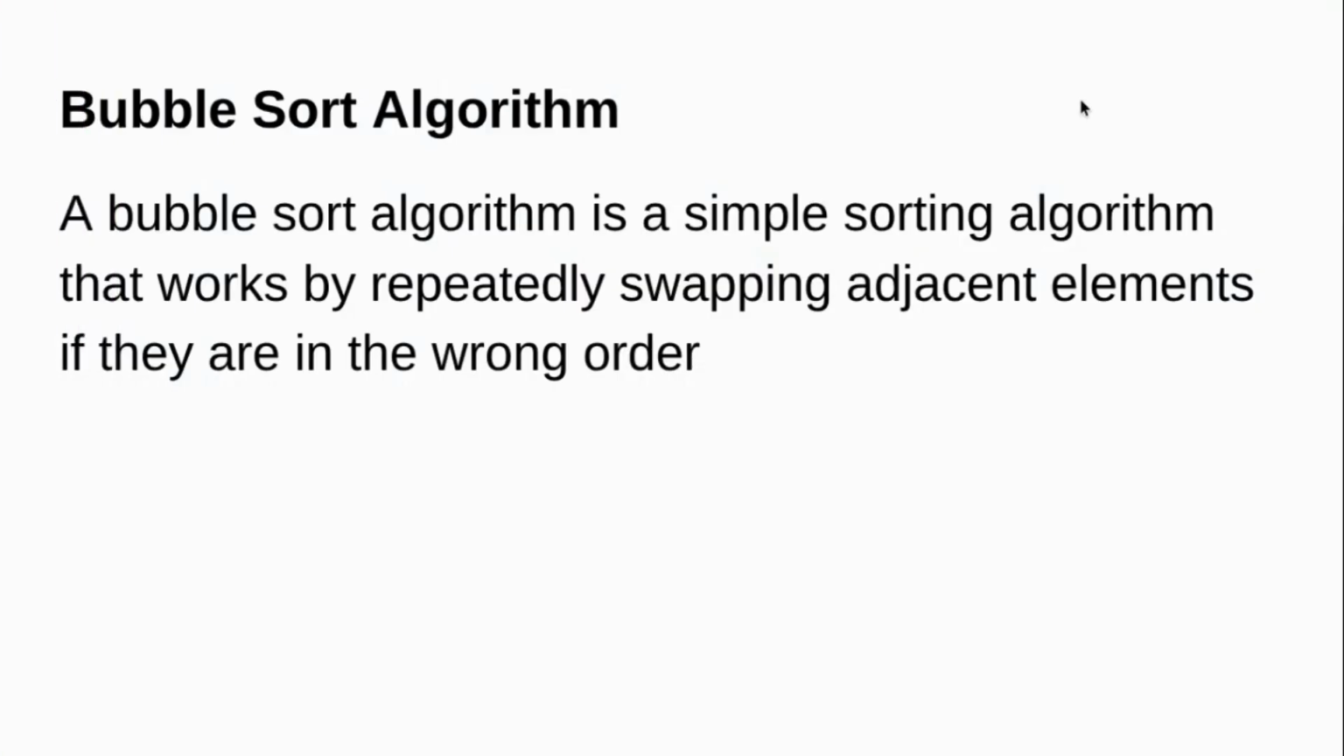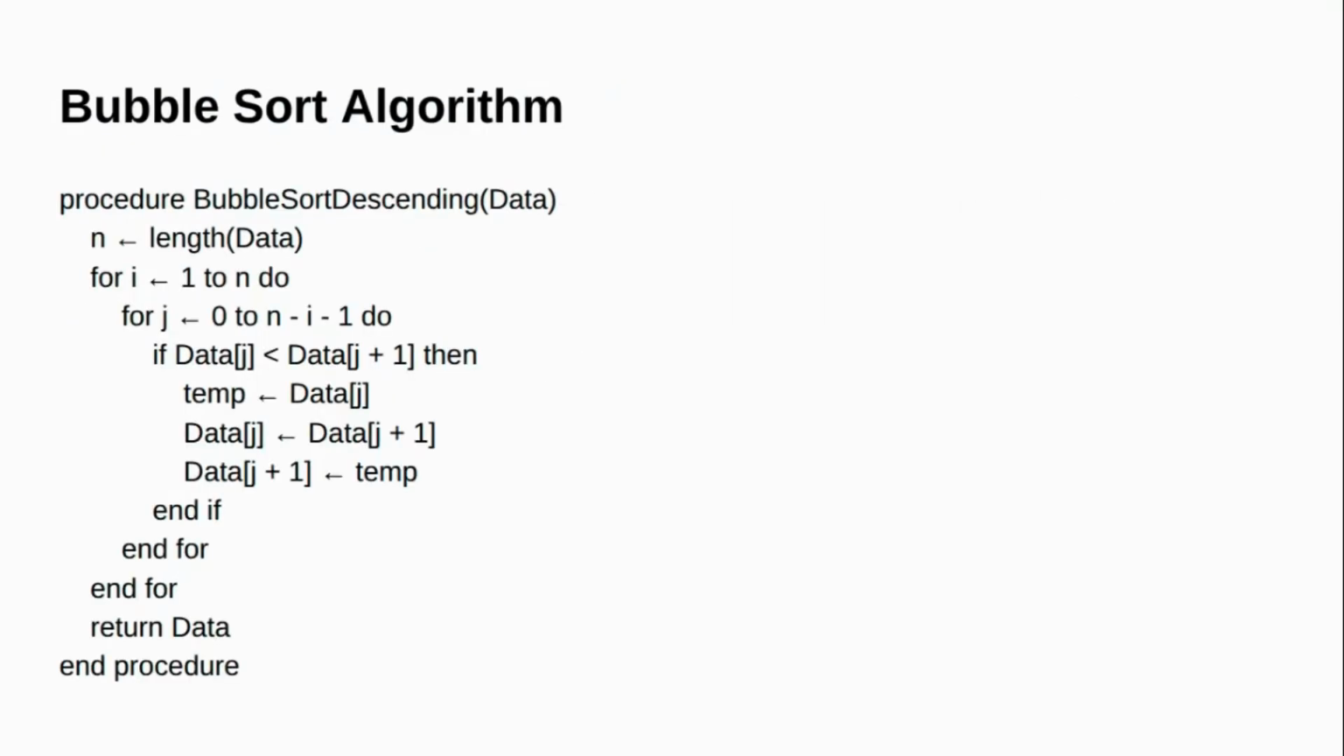We're going to be studying the bubble sort algorithm. It's basically a simple sorting algorithm that works by swapping adjacent elements if they are in the wrong order. This is how the algorithm looks.